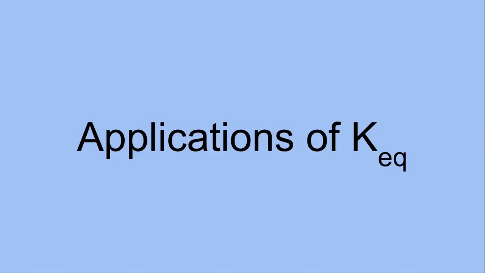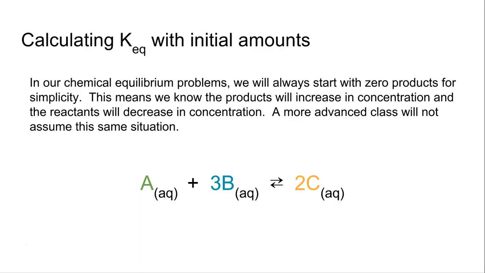The third podcast on chemical equilibrium has to deal with applications of the equilibrium constant. Now, what we're going to see here is calculating Keq with initial amounts. So in our chemical equilibrium problems, we will always start with zero products for simplicity.